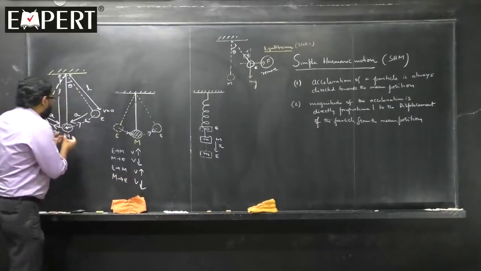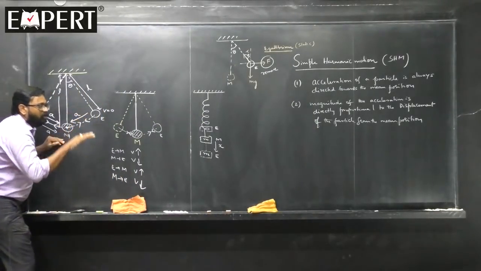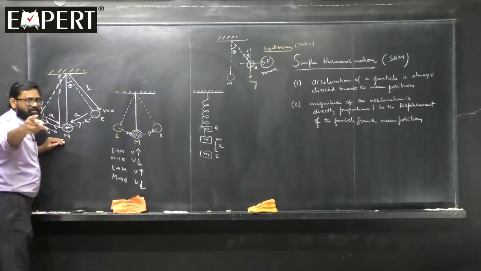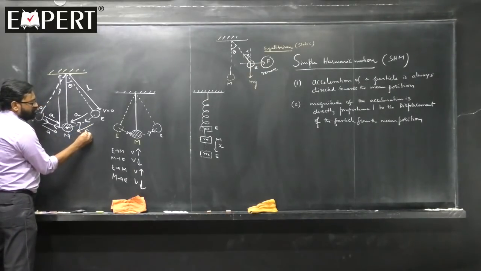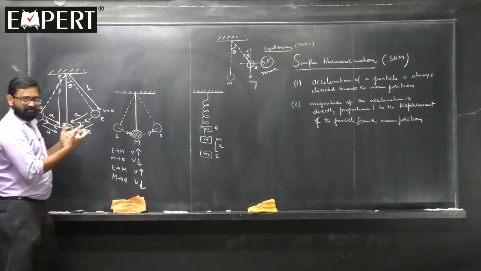When the bob is moving from mean position to extreme position, velocity is decreasing, which means force is acting opposite to the direction of motion, which means acceleration is acting opposite to the direction of motion, correct? So I can say that acceleration is directed towards the mean position again.